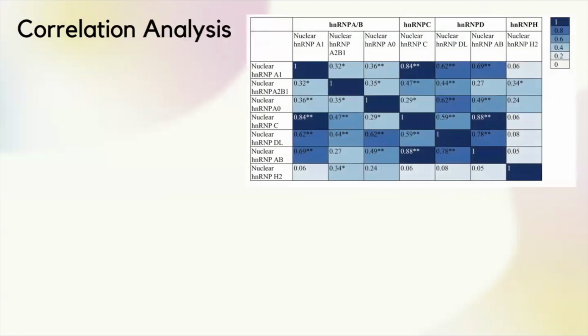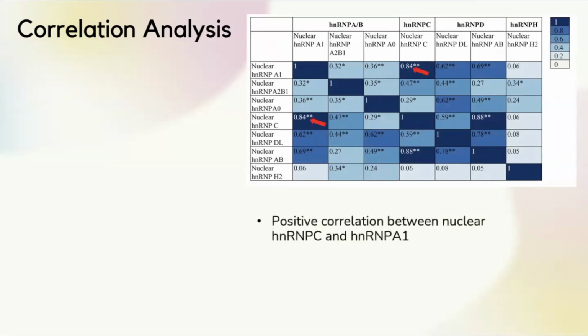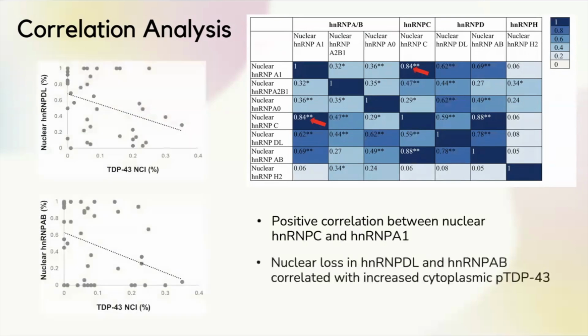Next, we performed correlation analysis to understand any relationships between the different hnRNPs and pTDP-43. Firstly, we found a strong relationship between nuclear hnRNPC and hnRNPA1, and a significant nuclear loss in the hnRNPD family was associated with an increased cytoplasmic pTDP-43, which highlights an understudied subfamily in sporadic TDP-43 proteinopathies.